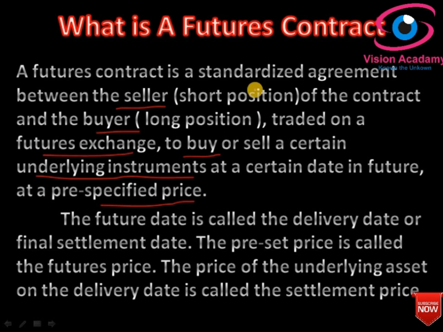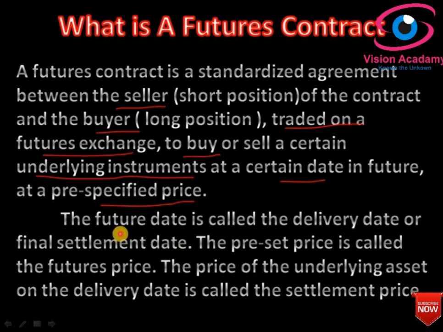It trades OTC, which means it is a private contract. Other than that, every feature of forward contracts remains the same: there must be two persons, one in a short position and one in a long position, and the intention is to buy or sell a certain underlying instrument at a certain date and at some pre-specified price. But a futures contract trades on a futures exchange.